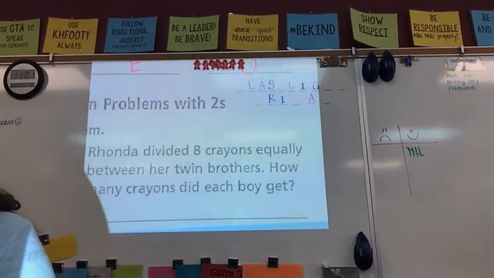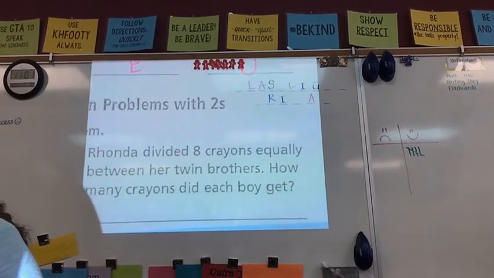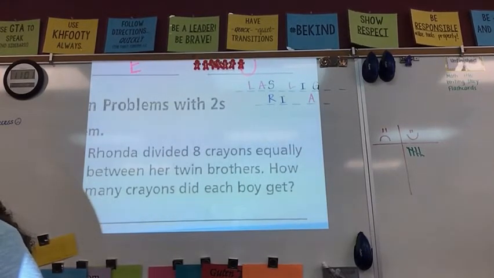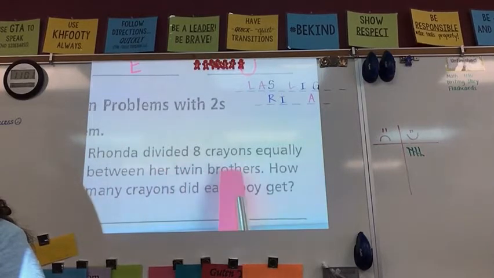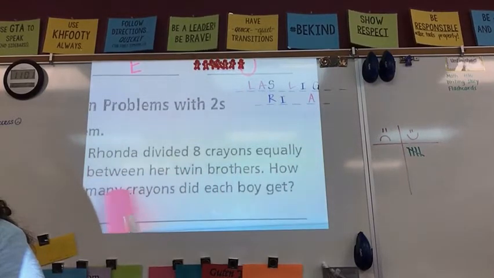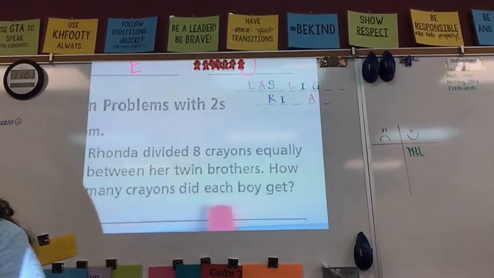Rhonda divided 8 crayons equally between her twin brothers. How many crayons did each boy get? Let's read it again together so we all understand. Ready? Rhonda divided 8 crayons equally between her twin brothers. How many crayons did each boy get?